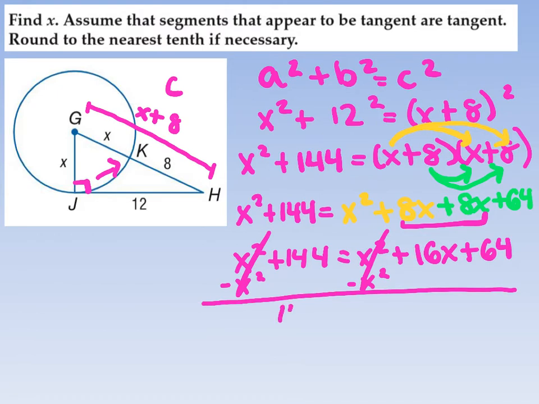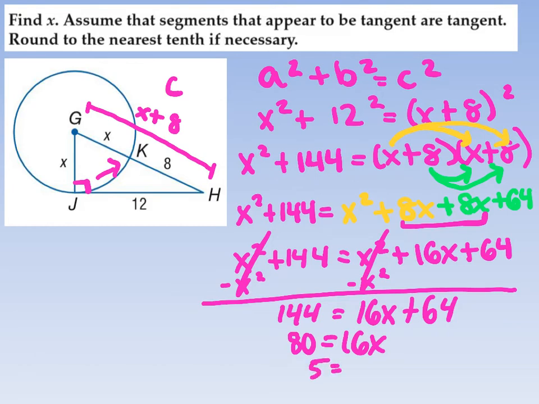So it becomes 144 equals 16x plus 64. And now the x squared is gone, so it's a problem we're typically used to solving. So if I subtract the 64 from both sides, it gives us 80 equals 16x, and divide both sides by 16, it gives you 5 is equal to x as your final answer.